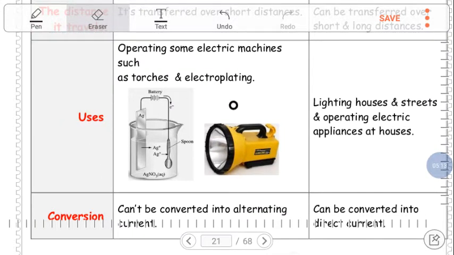The usage of each of them, starting with DC. Remember, the DC is direct current. It operates some electric machines such as torches and other things that need a small amount of charge or a small amount of current. And the alternating current is used in lighting houses, streets, and operating the electric devices in the houses and all the devices they contain.